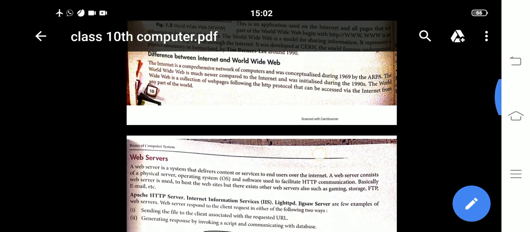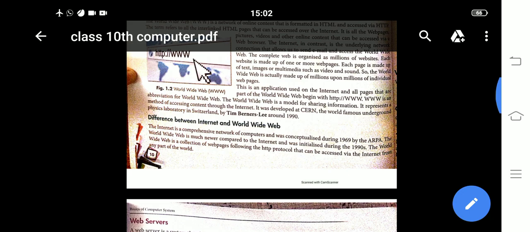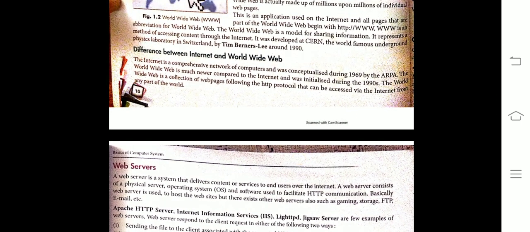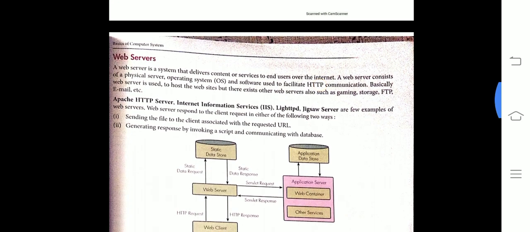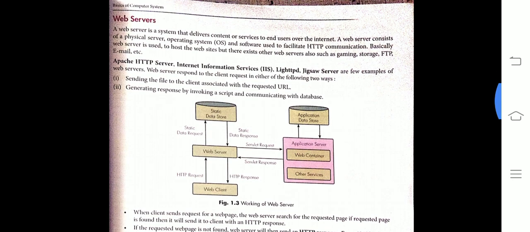First, we have learned the World Wide Web and the difference between the World Wide Web and the Internet. The Internet is different. The Internet is a service with the help of which we can access the World Wide Web, meaning the content which is interconnected in the form of HTML web pages. We are using that. Then web server. What is a server? We know that a server provides the service of web pages to the client. So we know what a web server is.